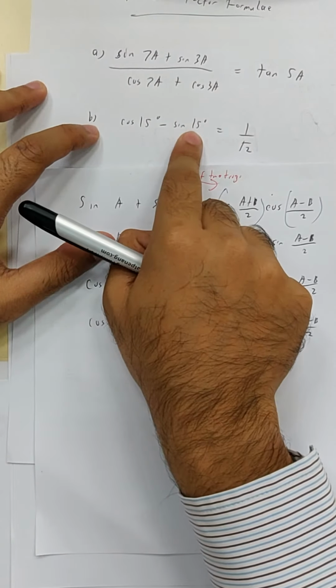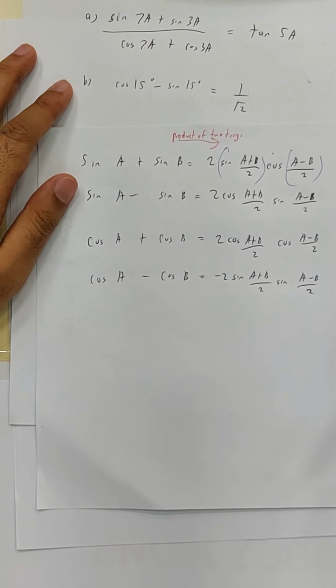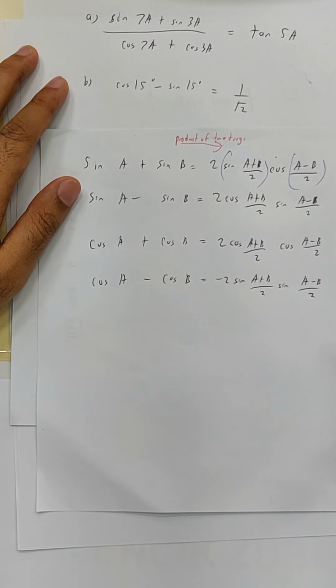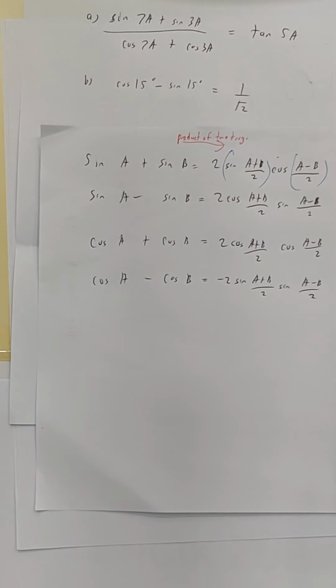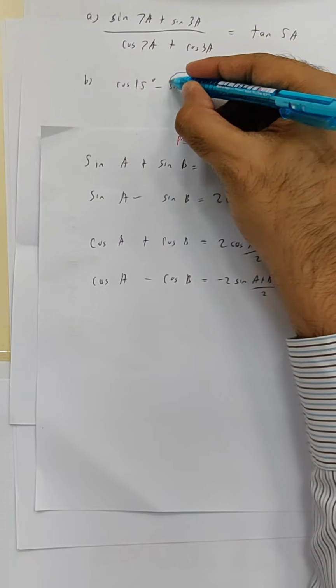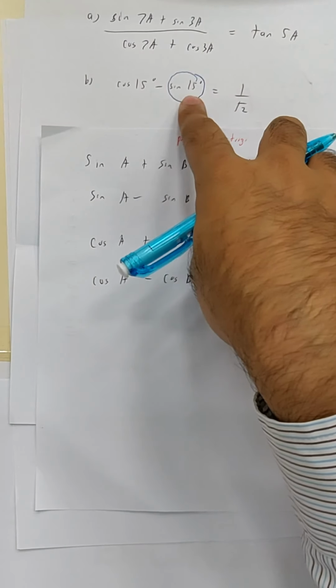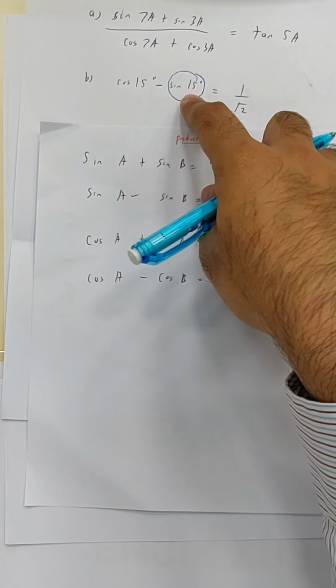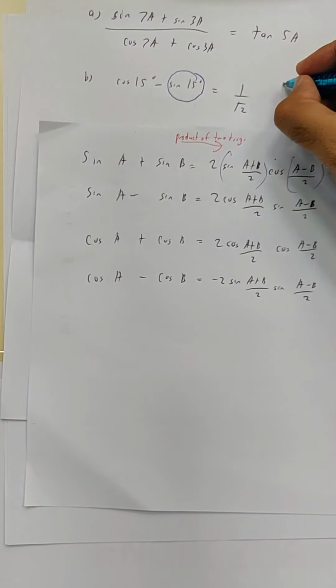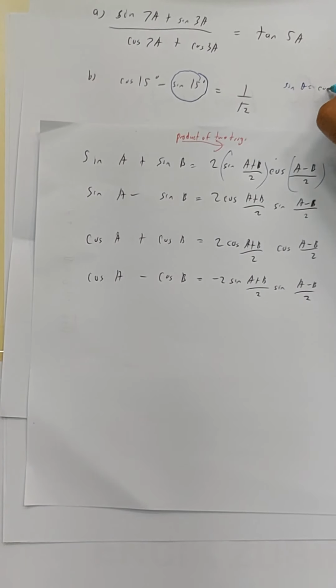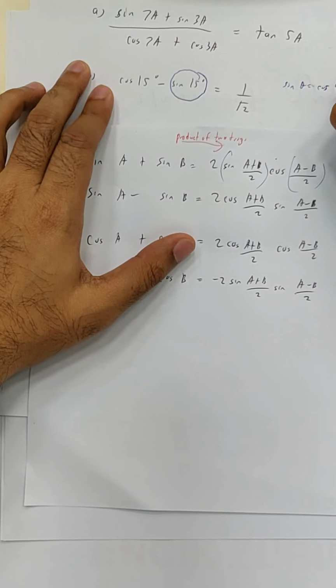Okay, here's cos minus sine. Do we got any cos minus sine? So the idea is to change one of them to the same thing, I mean to the same trigo. The one that we have here is changing this one. Now can I change this sine 15 to cos something? Do you remember that we did the other day, sine theta is also equals to cos (90 minus theta).